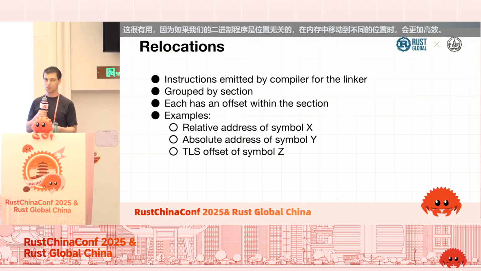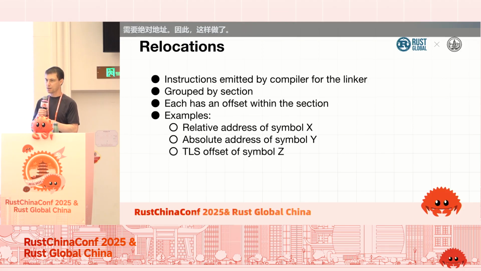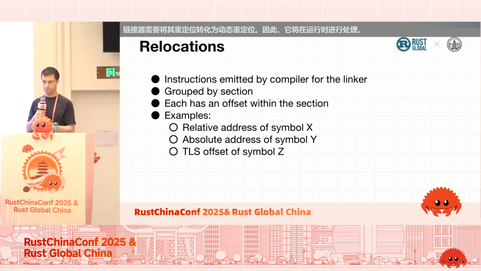But sometimes we need absolute addresses. We might have, say, a vtable, which needs absolute addresses. In that case, when the linker encounters that, if we're building a position-independent executable, the linker will need to convert that relocation into a dynamic relocation, so it will need to be processed at runtime. There's also a whole bunch of TLS-related relocations, such as the offset of a variable within the TLS segment.